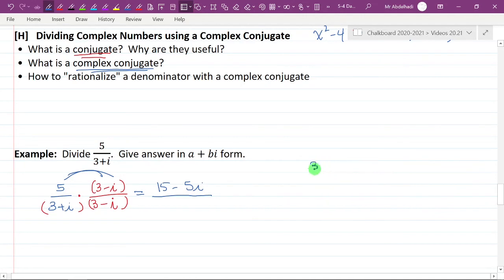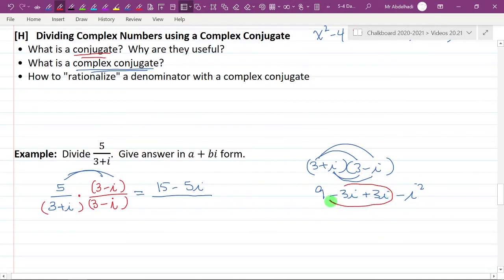So I'll just do the 3 plus i times 3 minus i here. 3 times 3 is 9. 3 times negative i is negative 3i. i times 3 is positive 3i. And i times negative i is negative i squared. You'll notice that just like with other conjugates, the two middle terms will cancel out. That's the beauty of conjugates. So this becomes 9 minus i squared.